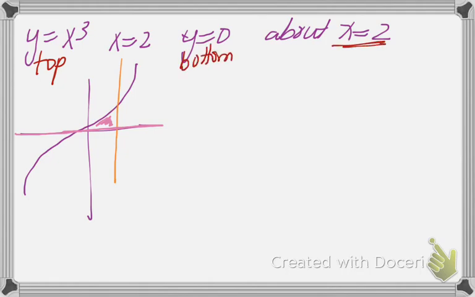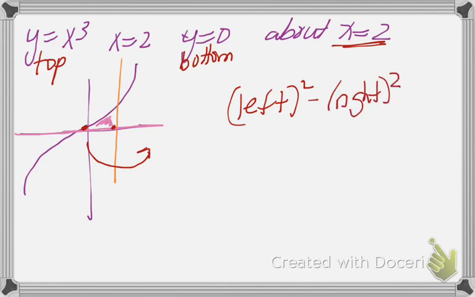And we're going around the line x equals 2. Now that means that we're revolving this way. So we're no longer doing top minus bottom. We're not going over the y-axis. We're going over this orange line. So we're starting over here and going to here, so we have to go from the left to the right. So we're going to have left squared minus right squared dx. Okay, so this is what we're looking at so far.